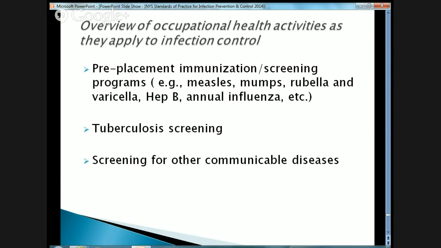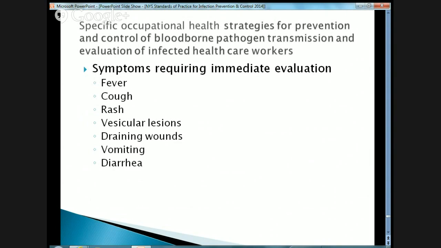Pre-placement immunization that's required by the state is measles, mumps, rubella; varicella is no longer needed. Hep B and annual flu shots. Tuberculosis screening and screening of any communicable disease, which is usually done by a questionnaire. Anybody who has symptoms of fever, cough, rash, a draining wound, vomiting, or diarrhea should not come into work.